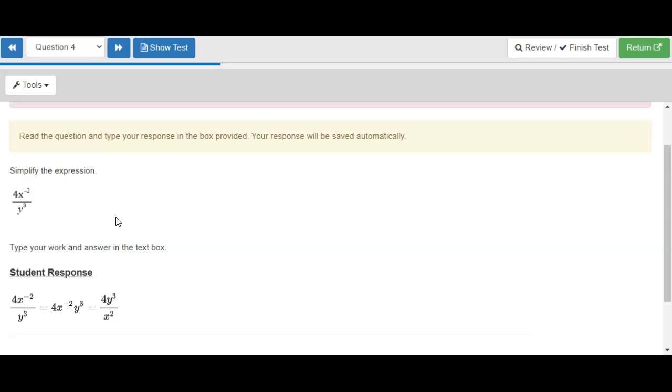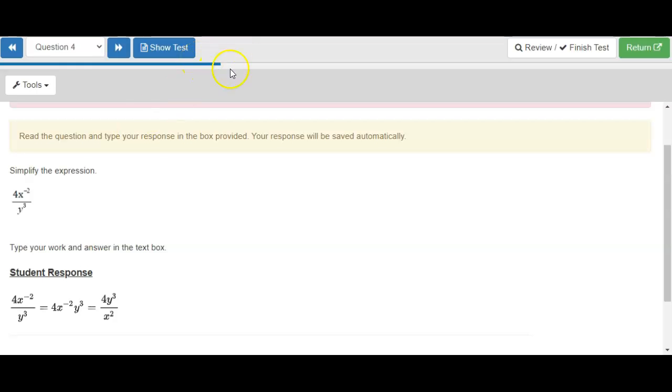They put the x squared on bottom. But this, you had no reason, no rules said that you had to move this y cubed. So the y cubed should have been on the bottom. So it should have been y over x squared y cubed. So there's what they did wrong on that one.